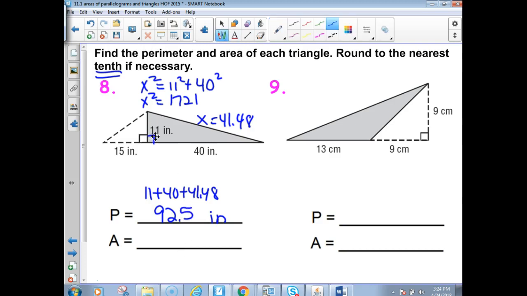Right, and then the area, this is your base, 40. Your height is 11. Area is base times height divided by 2 for a triangle. So we need to do 40 times 11 divided by 2. That's 220? 220 square inches.